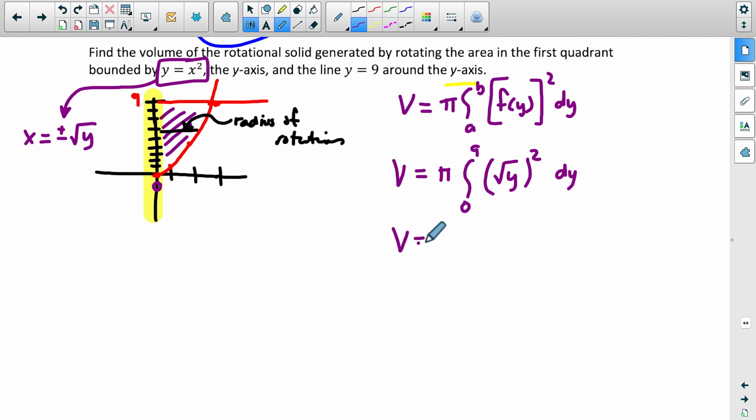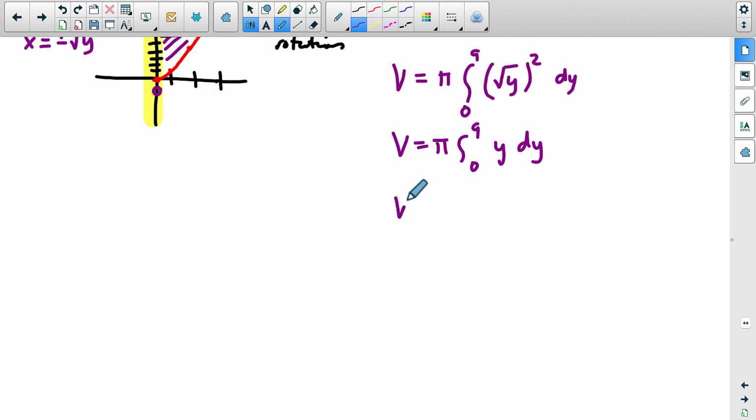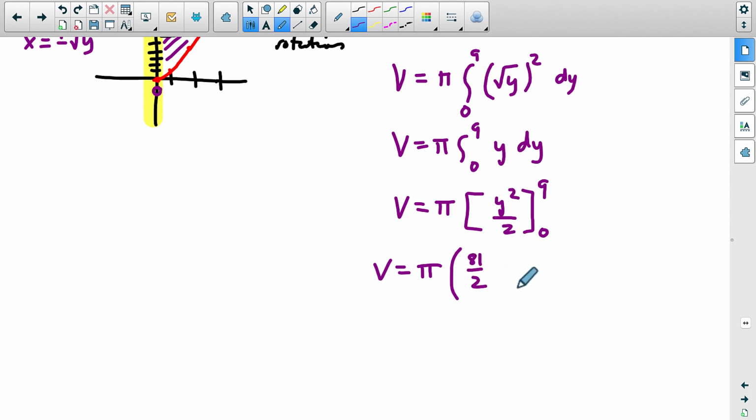So this one is much faster than the last one. How come? Because look what happens when I square this. I just get y. The only thing I have to take the integral of is just y. So v equals pi, then the integral for y is y squared over 2. And we're going to look at this from 0 to 9. So let's do it. V equals pi. Let's start with the 9. 9 goes in here, 9 squared is 81, so you get 81 over 2, minus, oh, you gotta love zeros, 0 squared over 2 is just 0 over 2, or just 0.